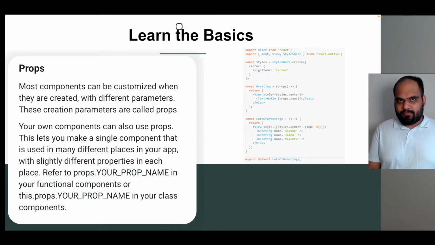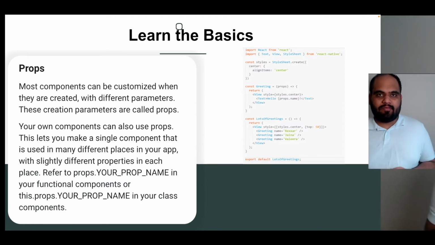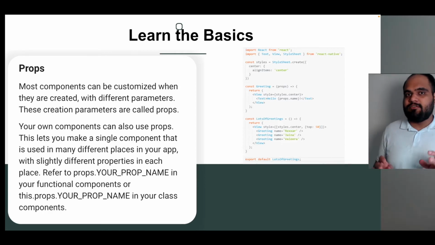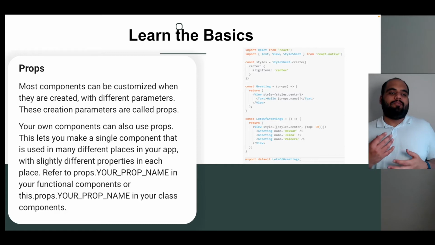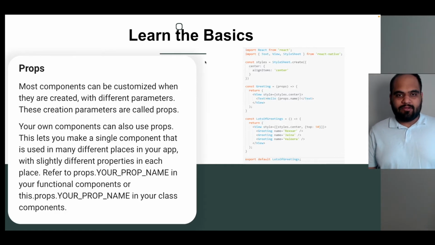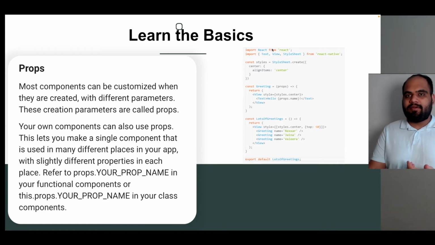Now let's talk about props. Most components can be customized when they're created with different parameters. These creation parameters are called props. Props is nothing but properties. In very simple language, you call props properties, and props are basically used to add features. I'll give you a very simple example. The shadow that you see over here is a prop, or a property, that we added while making this presentation. Even this box has colors, which is again a property. All software uses some sort of color property, and that basically adds all the colors to the images.